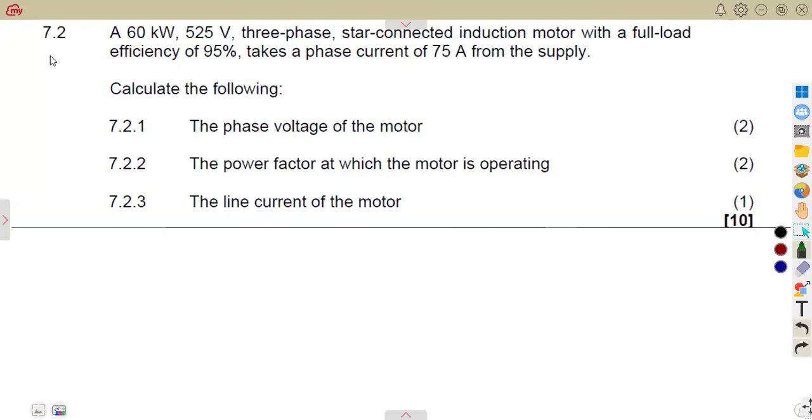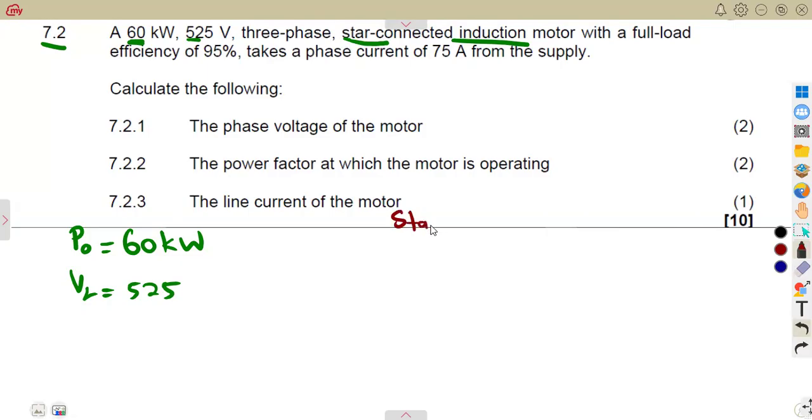And the 5 marks on the calculation, what is it that you're given? A 60 kilowatt, 525 volt three-phase star connected induction motor. I talked about that. Once you're given a motor with a certain power, that is the power output. So you've got a 60 kilowatt, that is the power output. 525, that is the line voltage that we are given. Three-phase star connected induction motor. It is in a star.